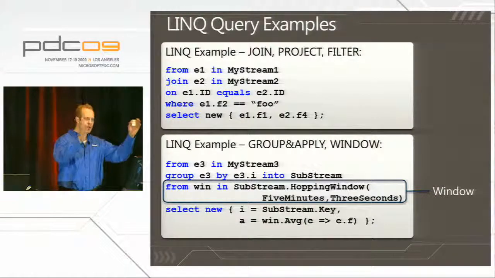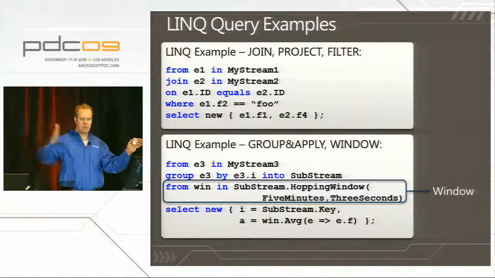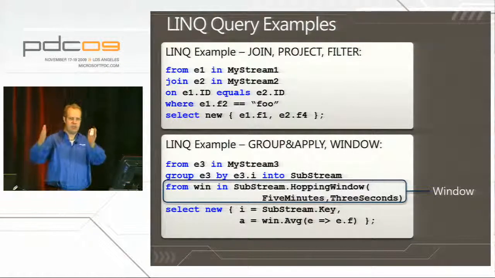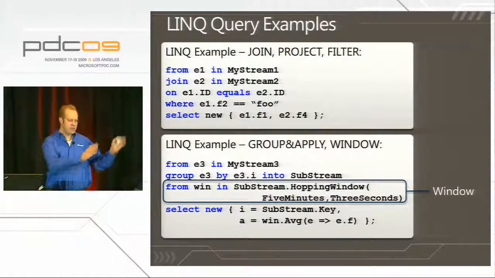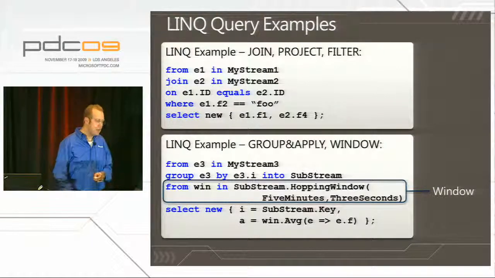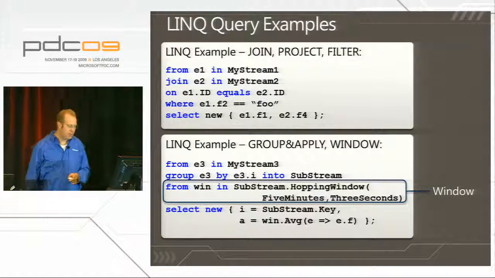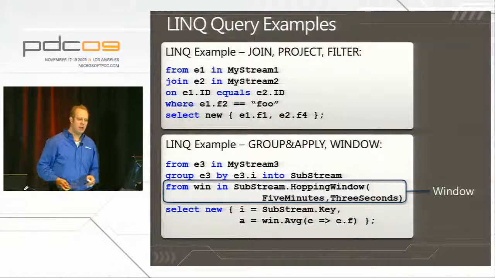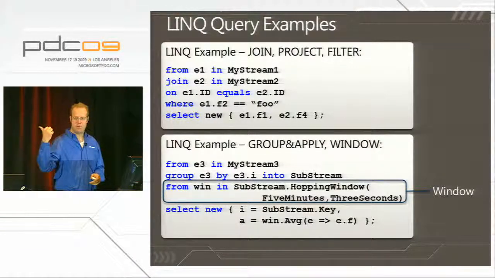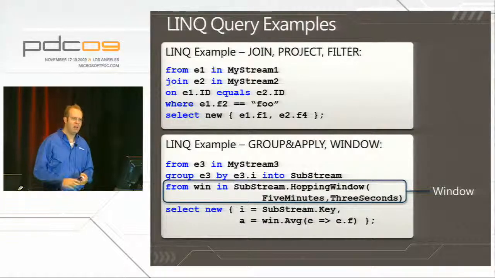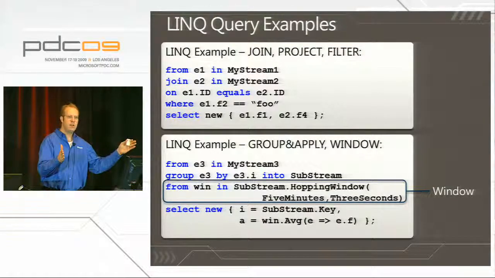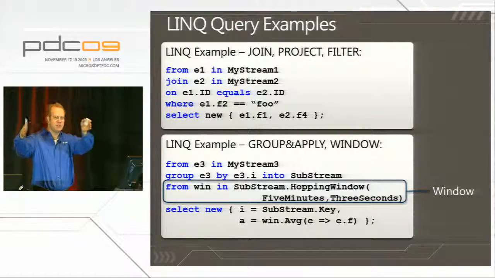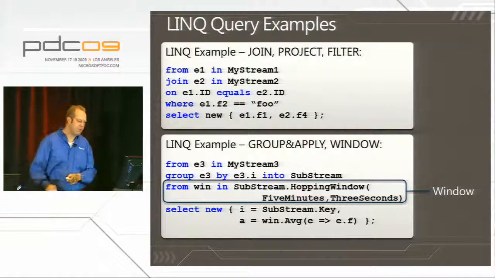A hopping window is, if you think about time going from left to right, you divide the time axis into chunks, and these chunks do not overlap. So that's a hopping window for 5 minutes here. If you want the windows to overlap, you can also define a hop size, which is the second parameter that I have here. The hop size is 3 seconds. The window size is 5 minutes. So you have this hopping window that hops every 3 seconds and covers a period of time of 5 minutes.